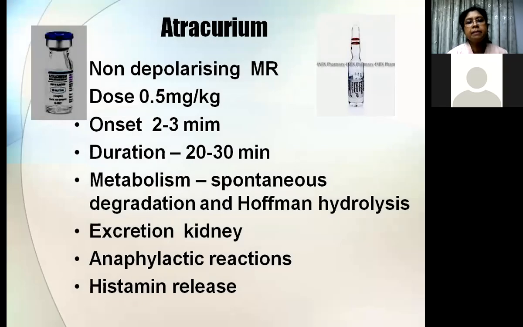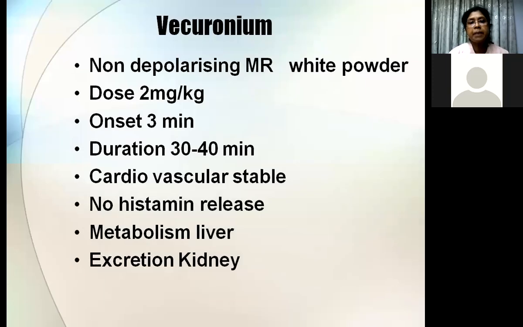So atracurium is a non-depolarizing muscle relaxant. I think this, of course, you will see in the books also, so I don't want to go into detail. But one thing that I want you to remember is atracurium is a drug that metabolizes spontaneously with an enzyme. So it doesn't go through the liver, and the metabolites are excreted through the kidney. So it's good for renal failure, liver failure patients. Anaphylactic reaction is common. It can produce histamine release, so you have to be very careful in atopic patients.